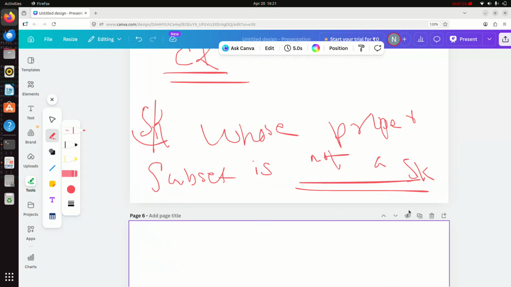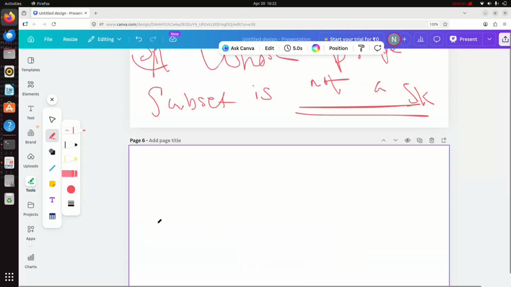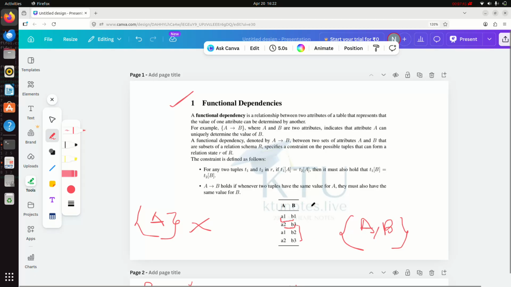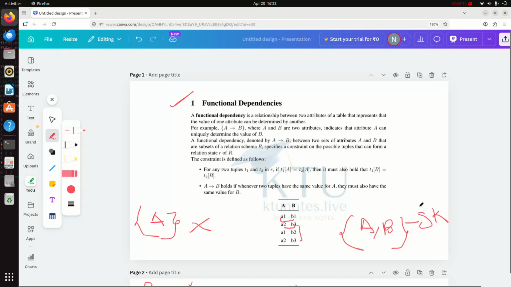If you want, we can take one relation example for a candidate key. If I consider this example, A comma B, I said this is a super key. Now, can this be a candidate key? A candidate key is also a super key, but one whose proper subset is not a super key.